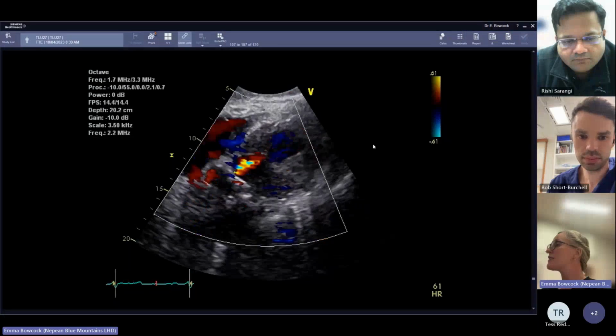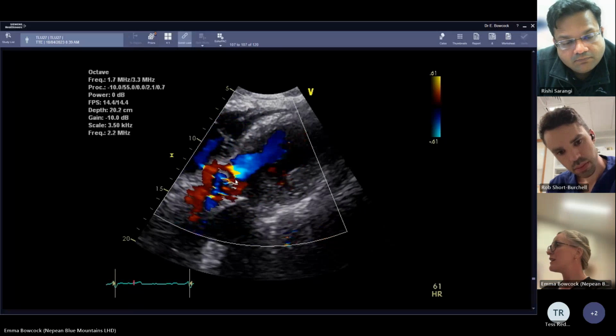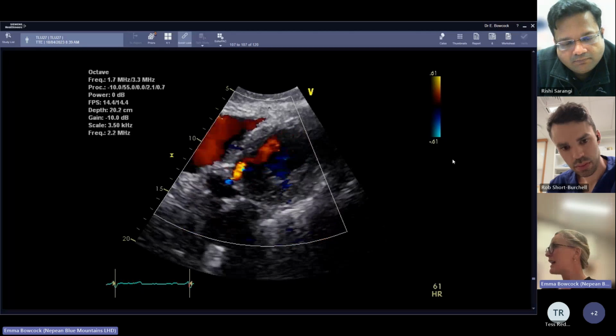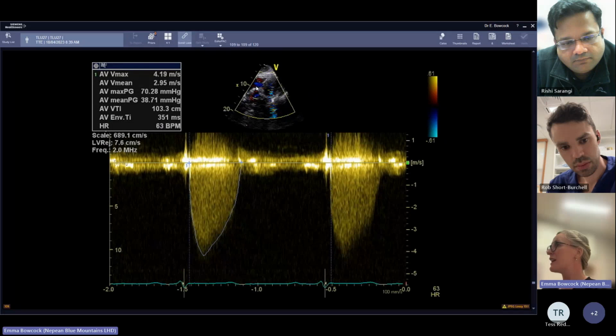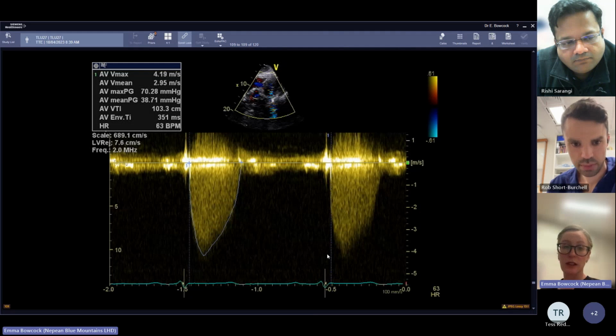Cool, guys, can you see that? So this is a subcostal 5-chamber view. Turbulent flow through the aorta, some aortic regurgitation as well. And you'll see that the Doppler tracing in the subcostal view, continuous wave Doppler, gives us a Vmax of 4.1. So the highest gradient for this patient was actually found in the subcostal region, which is pretty cool. It's not very often you see that.